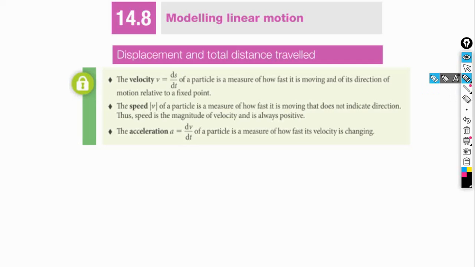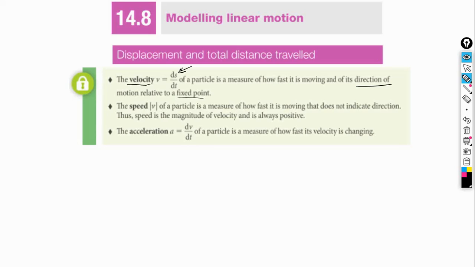The first one is velocity. Notice that velocity is the derivative of the position function. You can see that right here. S represents position. So velocity is the derivative of the position function, and it is a measure of how fast a particle is moving and its direction of motion relative to a fixed point. So velocity includes direction. For those of you who are in physics, you know that velocity is a vector.